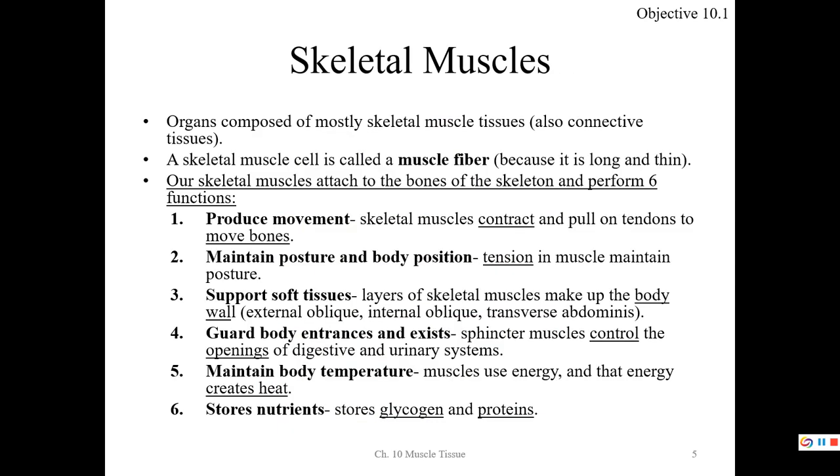Okay, so let's talk skeletal muscle. From here on out, we're going to be focusing on skeletal muscle except for a little bit. I'm going to talk a little bit more about cardiac muscle, a little bit about smooth muscle, just a little bit later. But really what I want to focus on right here is our skeletal muscle.